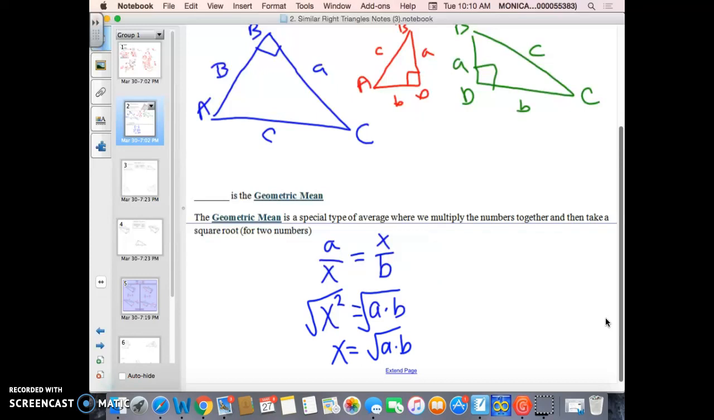Let's put numbers into this because that makes it less confusing to me. If I use the numbers 3 and 4, and I want to find the geometric mean of 3 and 4, you would do 3 over x equals x over 4. So 3 times 4 is 12, so you get x squared equals 12. The very last step is you take the square root of both sides. So x is going to equal the square root of 12.